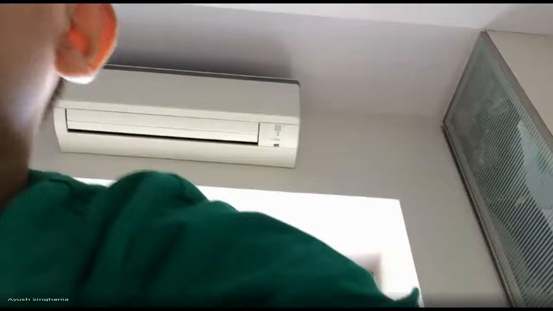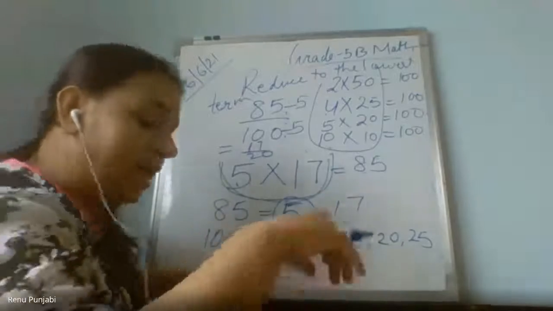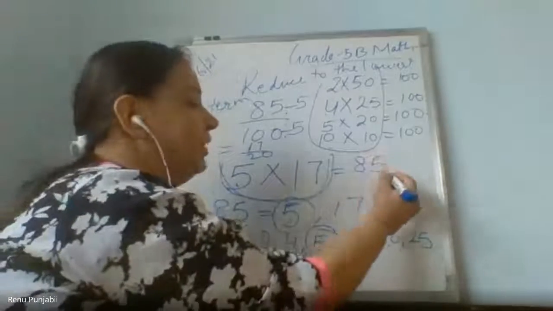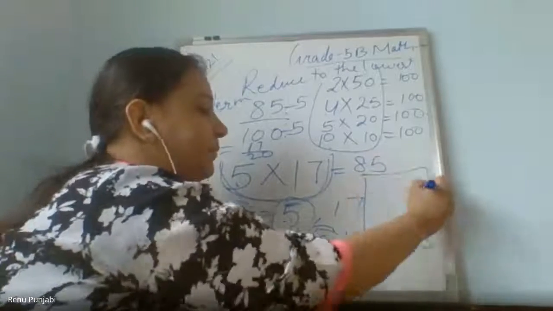Okay, ma'am. So first we will take out the HCF, and then from the HCF we will make it short term. Yes. Now I am giving you one more sum. Do it by yourself. I am giving you small numbers.